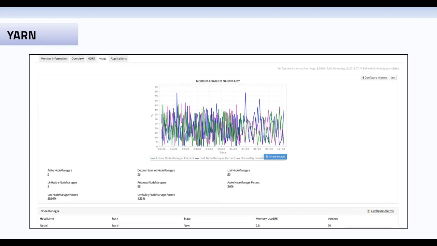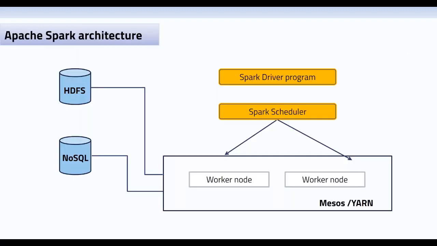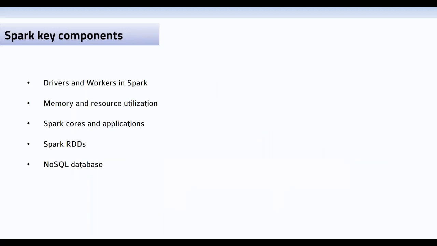A quick look at some of the key components of Apache Spark, but first let's take a look at the Spark architecture. Spark also follows a similar architecture like Hadoop, that is a master and slave architecture. And the key components in Spark include drivers and workers. Now, these drivers and workers are just other names for the master node and slave nodes. That is, the master node being the drivers and the slave nodes being workers or executors.